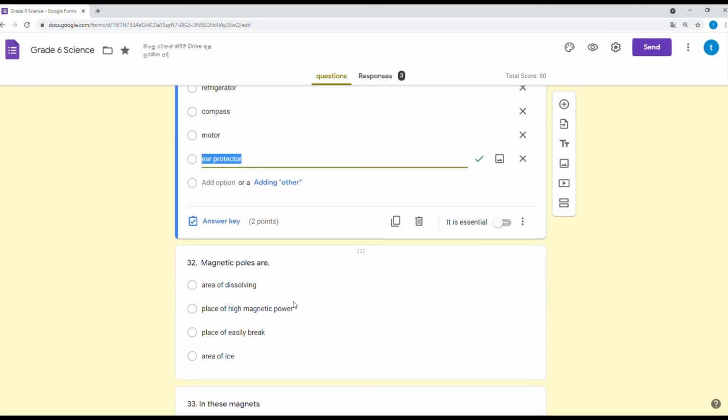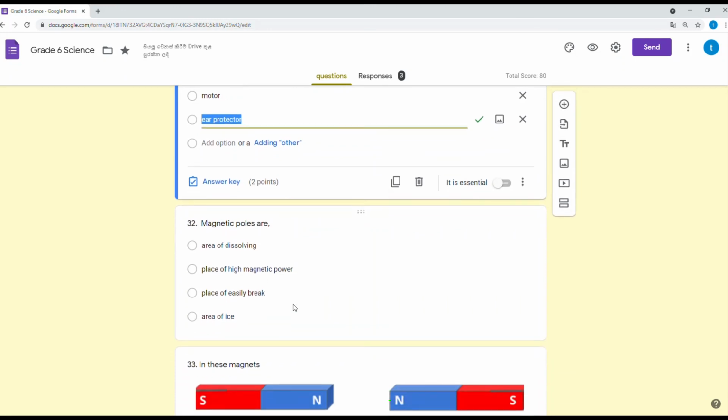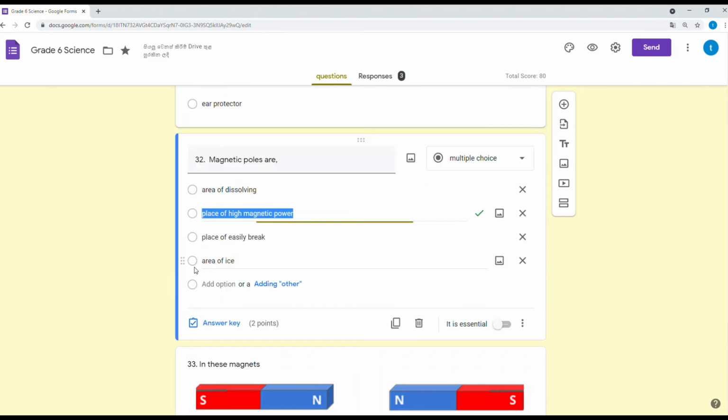Now 32. Magnetic poles are. I think all of you have learned this part. Where are the magnetic poles? Magnetic poles mean places of high magnetic power. In a magnet, there are two places having high power of magnetism. They are called magnetic poles. A north pole and a south pole. Likewise, two poles are there. So your answer should be the second.